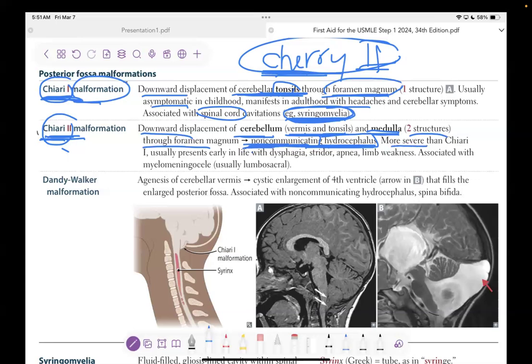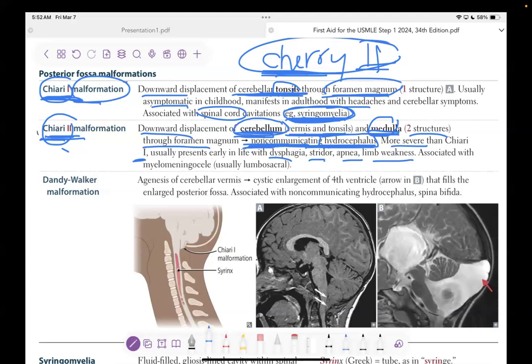This is more severe than Chiari 1 malformation. In Chiari 1 malformation, there was one organ coming down, and there was one association like syringomyelia. Usually presents early in life with dysphagia, stridor, apnea, limb weakness. We don't need to memorize every single word. We should just know the function of cerebellum and the function of medulla. We know that the cerebellum and medulla are friends together. They are in the back of the brain.